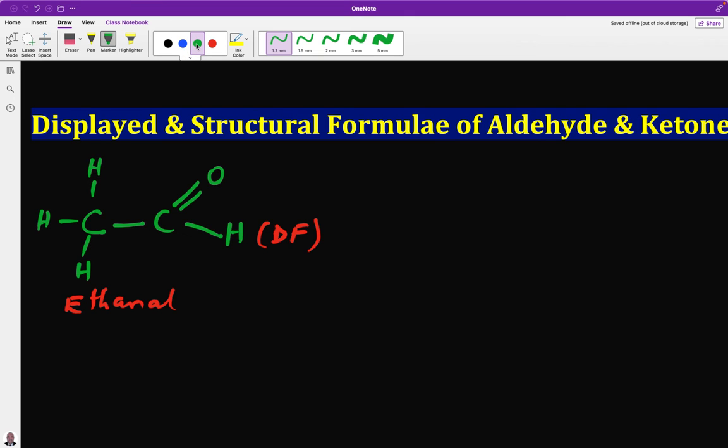Then a structural formula will be 1, 2, 3, they are three carbons, CH3CHO. That will be the structural formula, SF, the structural formula.